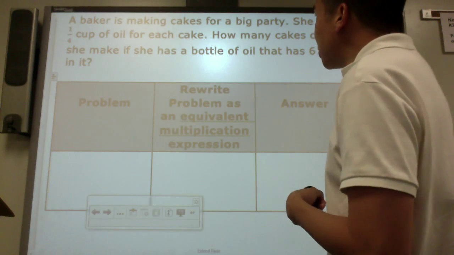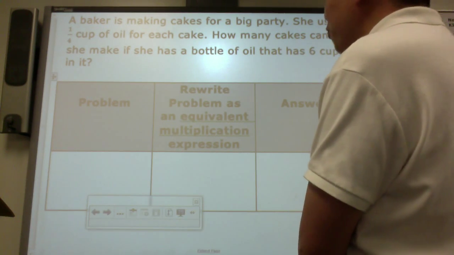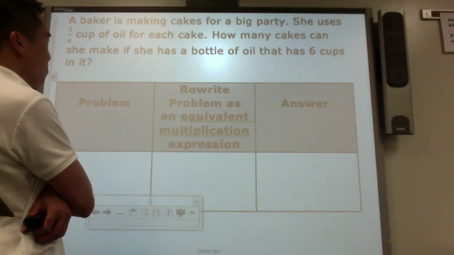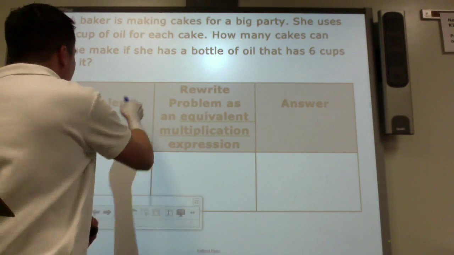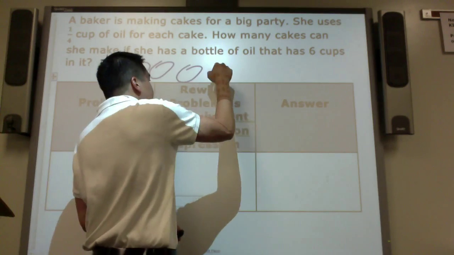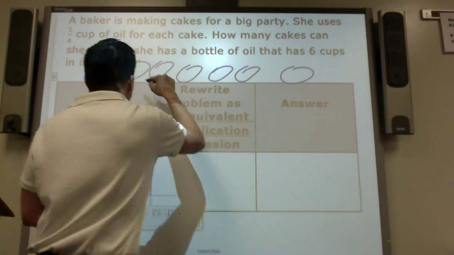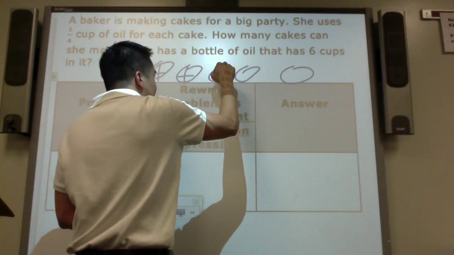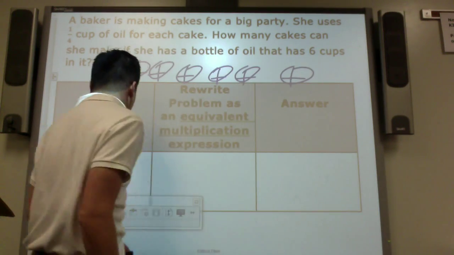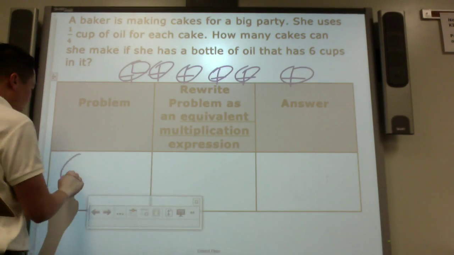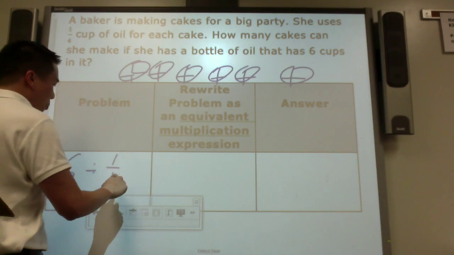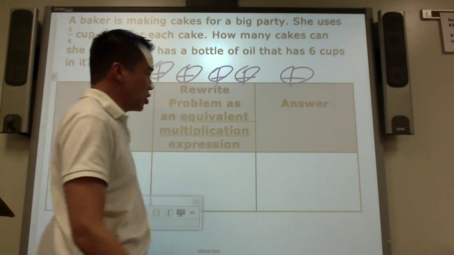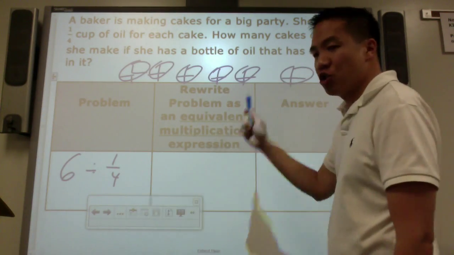Next one, a baker is making cakes for a big party. She uses 1/4 cup of oil for each cake. How many cakes can she make if she has a big bottle that has 6 cups? So she has 6 cups, and she uses 1/4 for each cake. So how many is it? I think it's going to be 24. She wants to know how many fourths are there in 6. I think it's going to be 24 through my picture model.